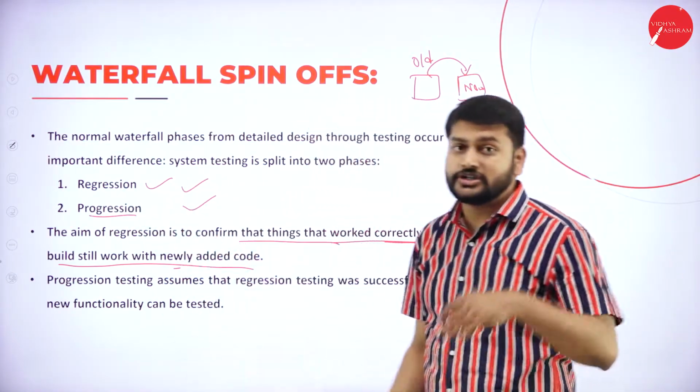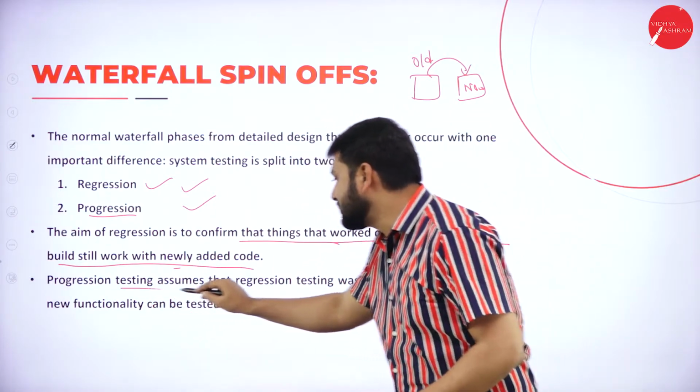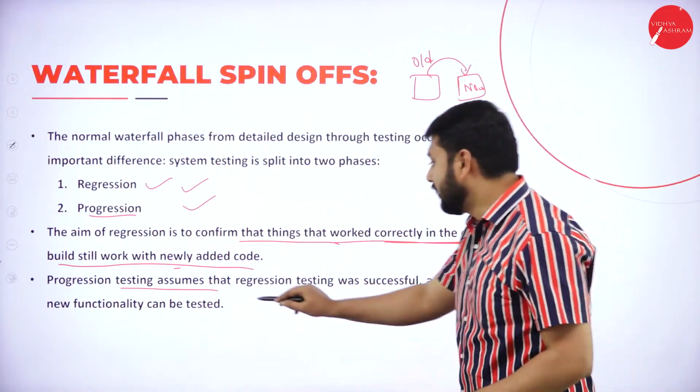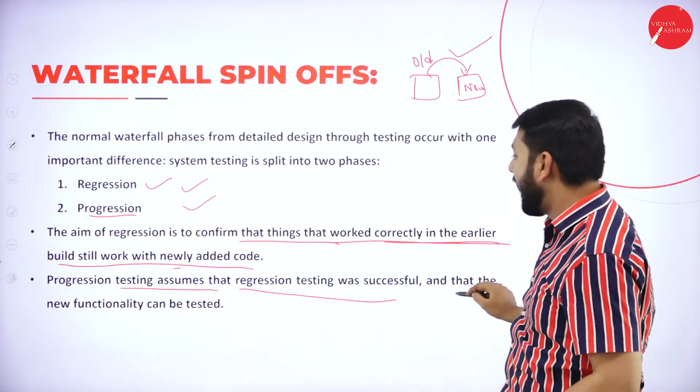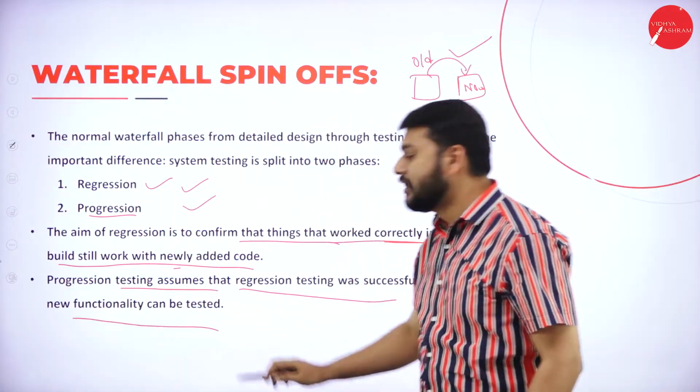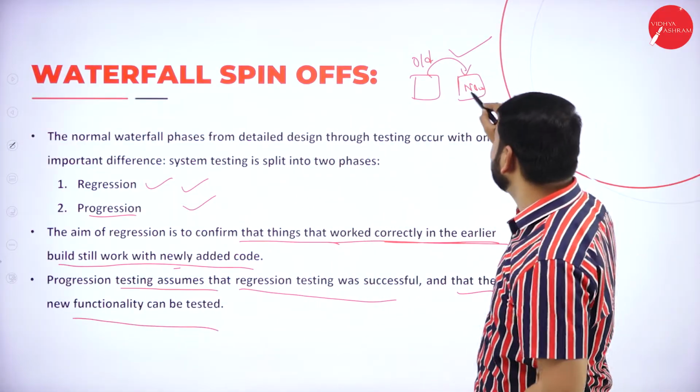What is the meaning of progression? Please understand, progression testing assumes that regression testing was successful and that new functionality can be tested. What is the meaning of it? So this is working fine.